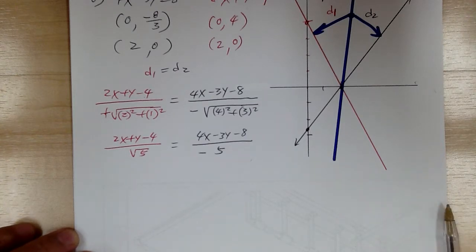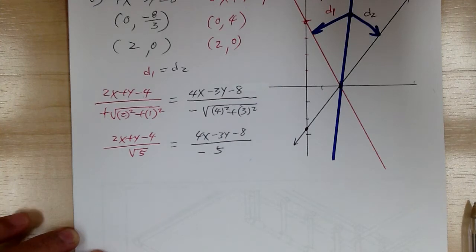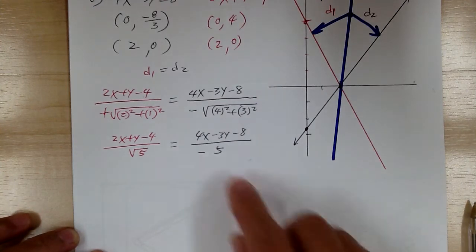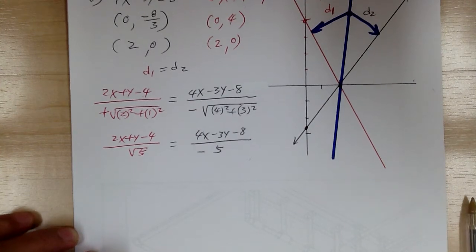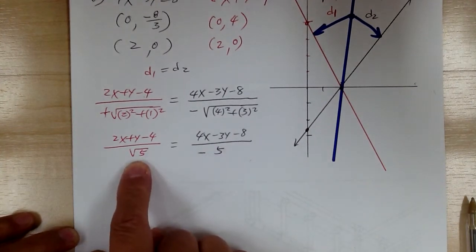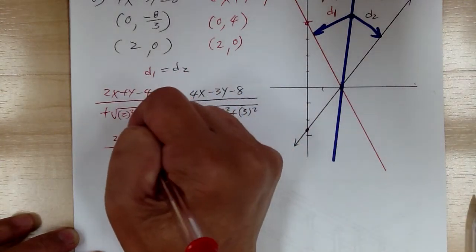Now, one mistake that people make is cross multiplying, and the equation ends up getting messed up because the numbers are too big. So what you actually want to do is multiply by a common denominator. So you've got square root of 5 and negative 5. So let's go and multiply by 5.